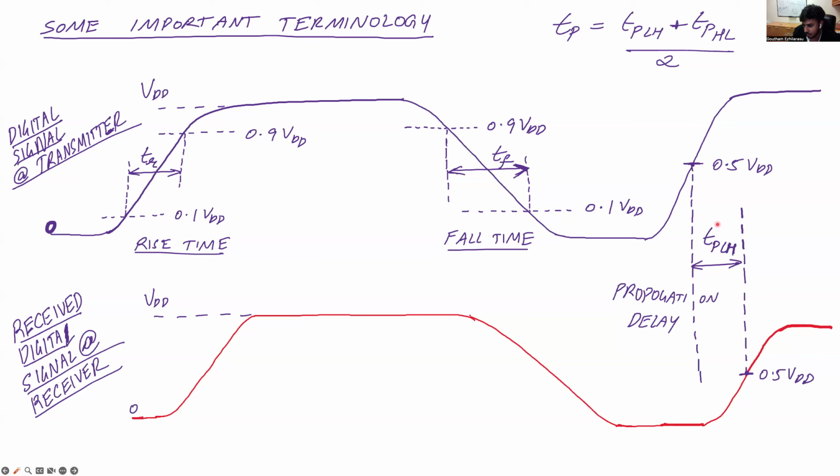This amount of shift in the signal is called the propagation delay. This being the propagation delay in going from low to high. There's also a propagation delay in going from high to low. Imagine there's a 50% here, so the time between 50% here and 50% here is also a propagation delay, to go from high to low. Typically the overall propagation delay of the signal is taken as the average of the propagation delay to go from low to high and high to low.